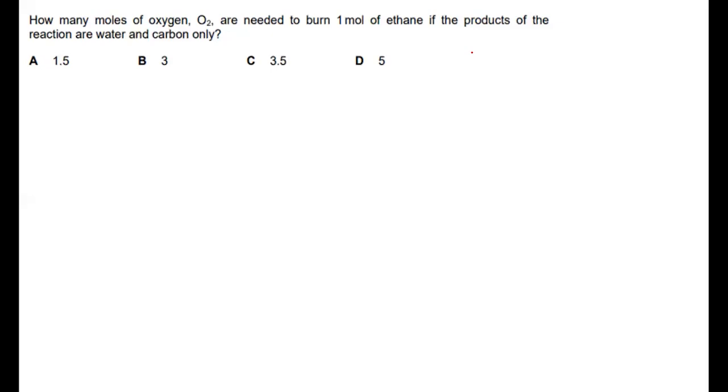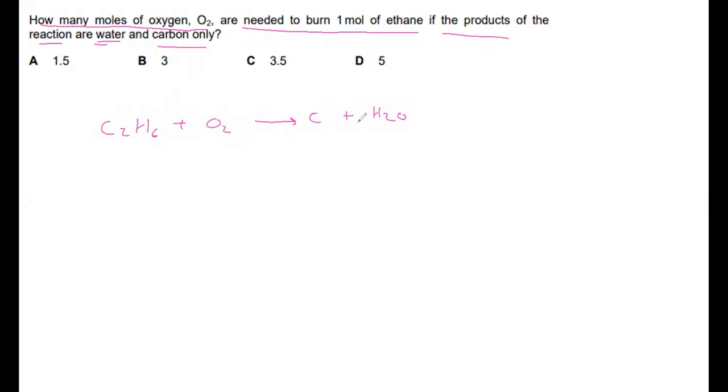Look, guys. How many moles of oxygen are needed to burn 1 mole of ethane if the products of the reaction are only H2O and C? So ethane is C2H6 plus oxygen. This is a combustion reaction. We get carbon plus water.